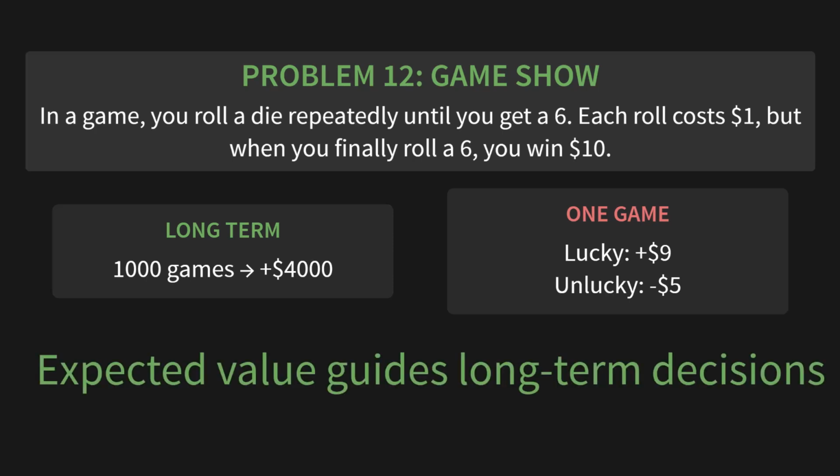But wait, here's the reality check about variance. Look at this spread. Yes, you expect $4 profit, but individual games? Total chaos. Get lucky and roll a 6 immediately? $9 profit. Get unlucky and need 15 rolls? $5 loss. Expected value is your long-term compass. Play this game 1,000 times, you'll be around $4,000 richer. Play it once? Who knows?